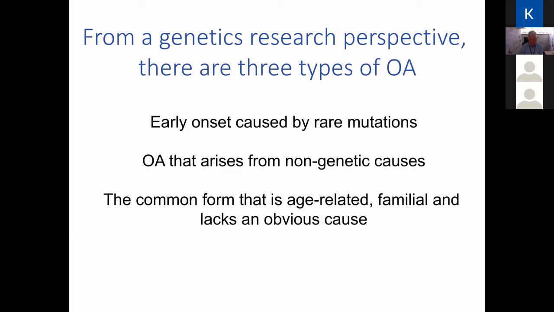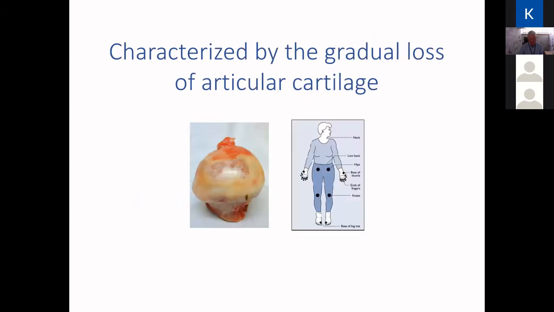So we know that it's familial, but it lacks an obvious cause. It's not caused by a trauma or anything like that. So this is the form of OA that I and many other people investigate when we're trying to understand the disease. And this form of osteoarthritis is characterized by the gradual loss of articular cartilage.